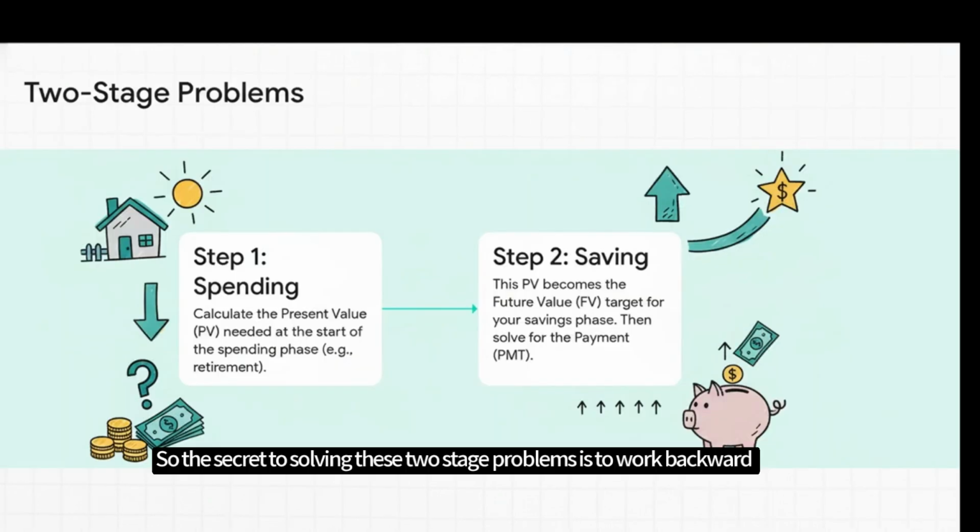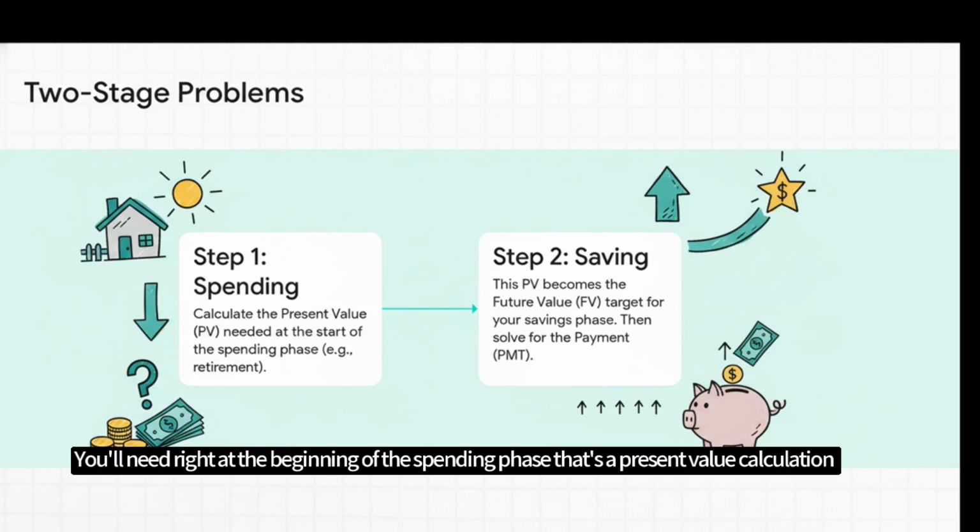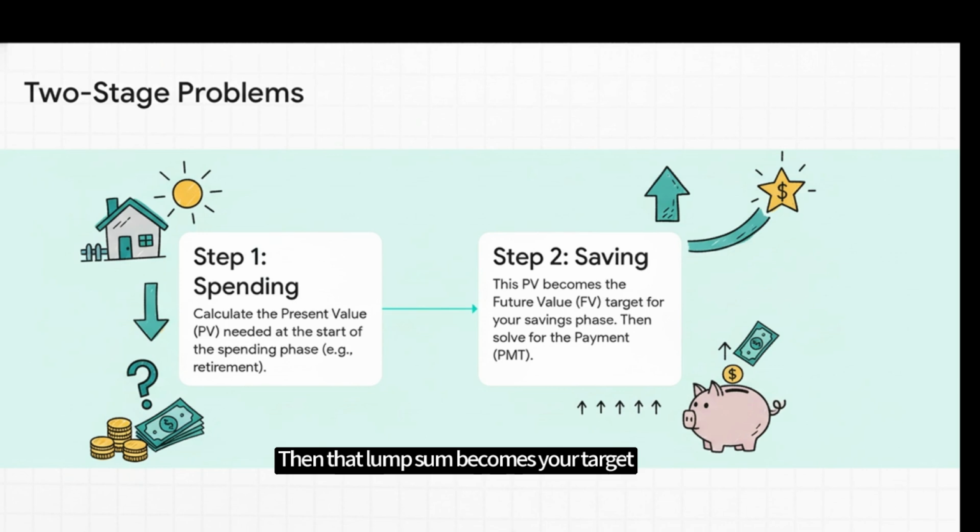So, the secret to solving these two-stage problems is to work backward. It feels a little weird at first, but it works. First, you figure out the total lump sum you'll need right at the beginning of the spending phase. That's a present value calculation. Then, that lump sum becomes your target, your future value goal for your savings phase. Once you have that goal, it's easy to solve for how much you need to save each period to get there.